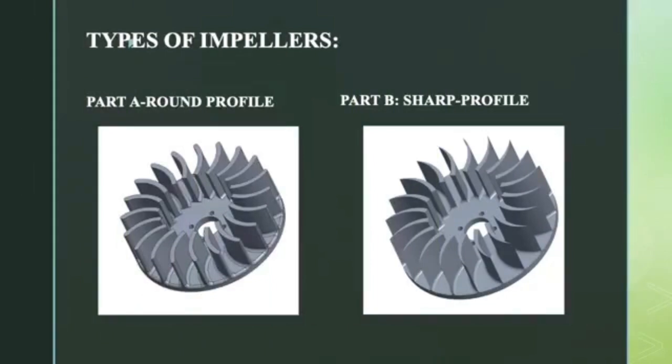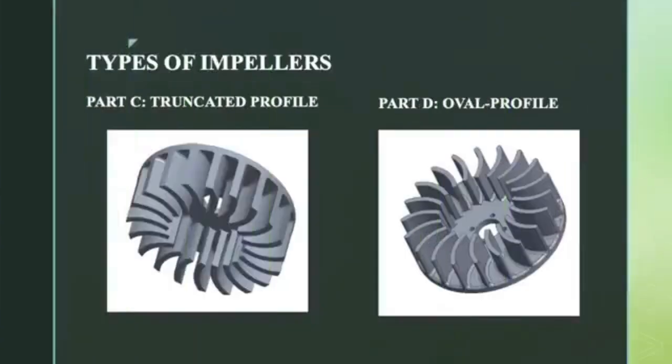Types of impellers. We will build the 4 types of impellers. First of all, part A, round profile. As you can see, the edges are round. And in part B, sharp profile, the blades are sharp from the edge. Part C, truncated profile, and part D, oval profile.